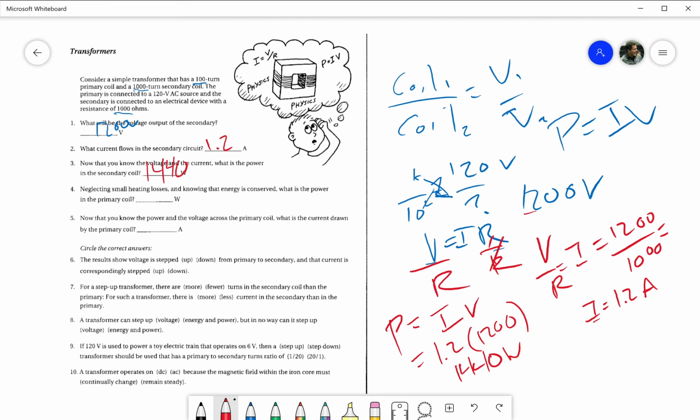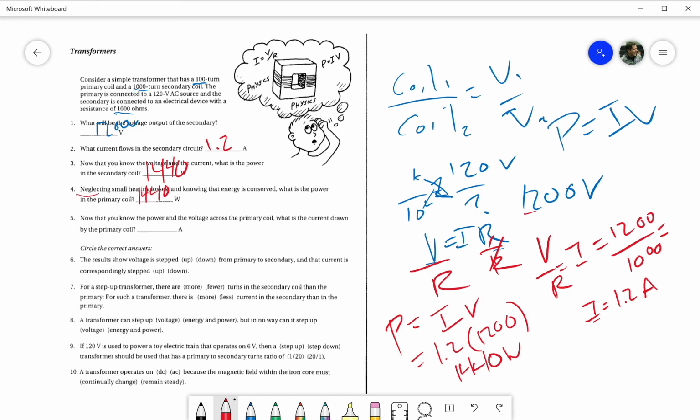Okay, now here's the key. It says neglecting heat loss. We're not worrying about any loss of energy from anything. We're doing ideal stuff. Since conservation of energy means the total energy has to be the same before and after, the power in the primary before had to have been 1440 also. So that's the key for all the stuff with transformers. We need to remember that the power will always stay the same.